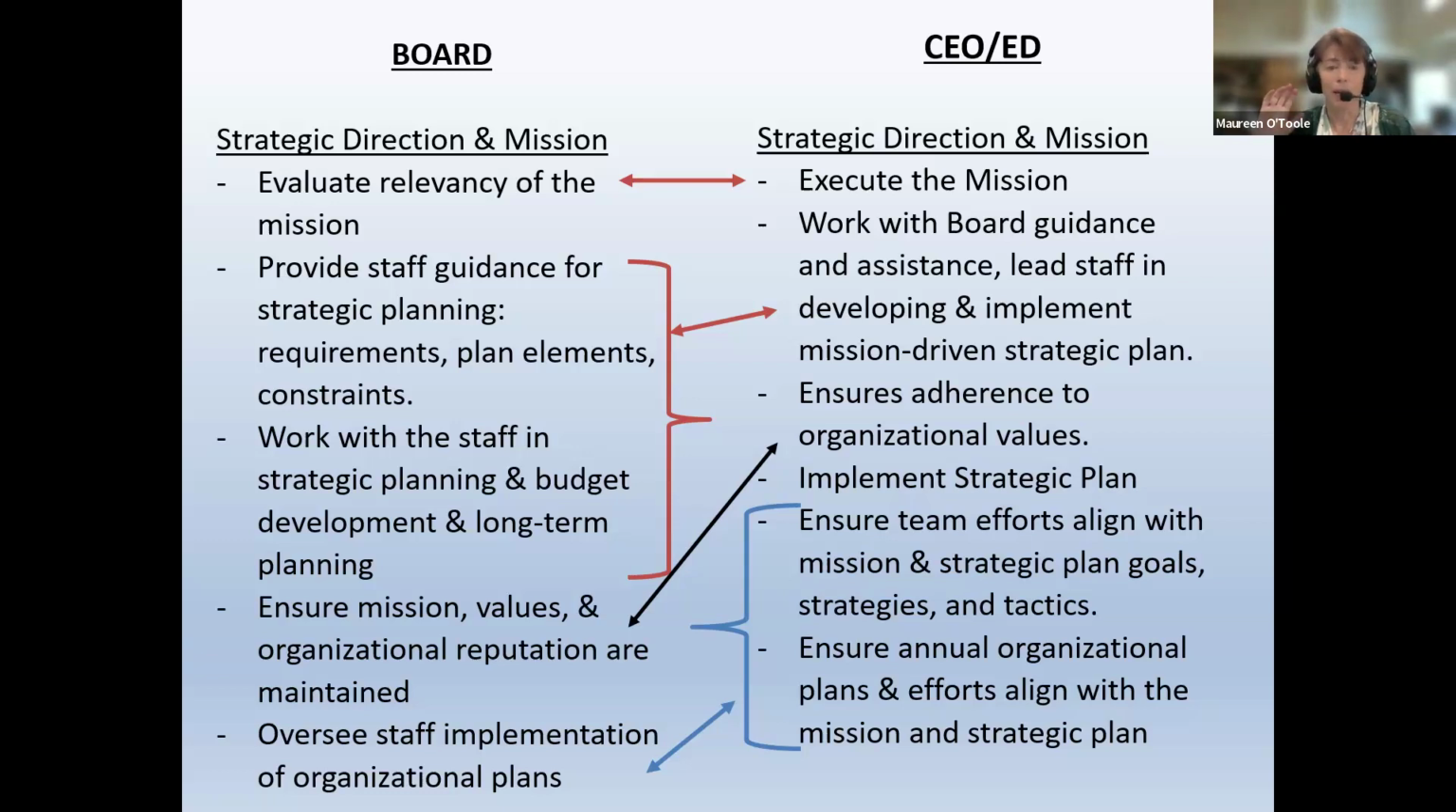So the board will step back and say, your strategic plan has to do some of these things. They might say it has to be 2 to 5 years long, or they might say it has to have a vision review, a mission review. It has to have 5 strategies and work areas. They set the parameters for what that plan looks like.